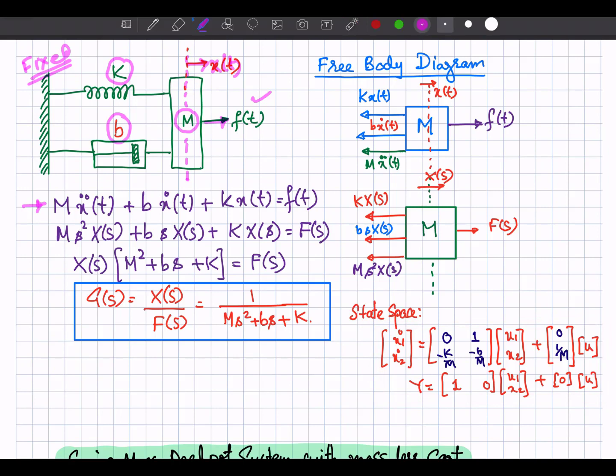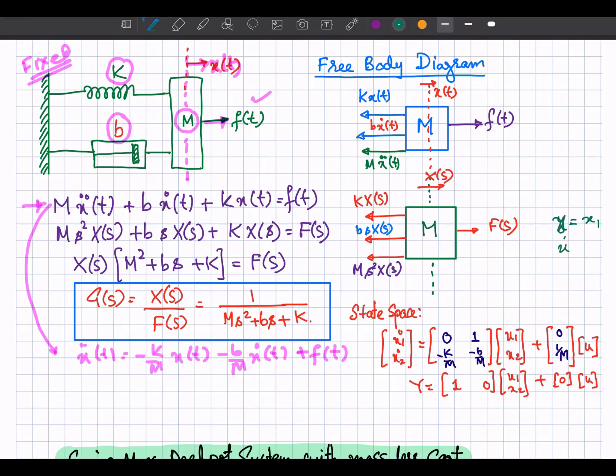So if I quickly take this equation, I can write it like that: x double dot(t) is equal to minus k by m into x(t) minus b by m into x dot(t) plus f(t)/m, right? So now if I select the state variable, let's suppose that y is equal to x1, and let's suppose x is equal to x1.